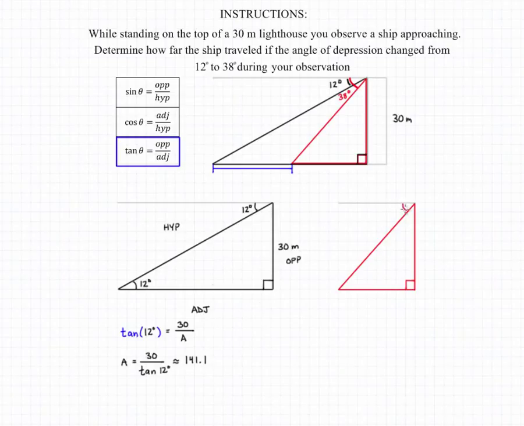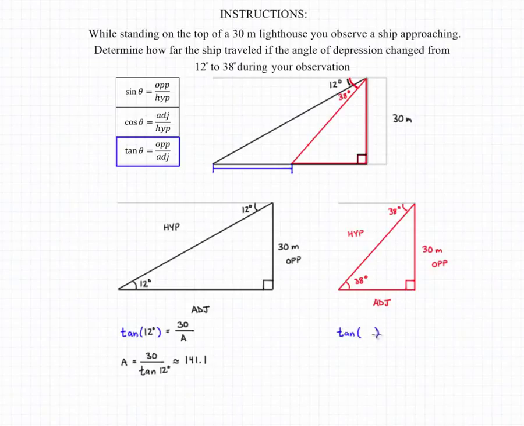We're then going to complete the same calculation for our second observation. Here we have an angle of depression of 38 degrees, which means that angle can also go inside the triangle. We have parallel lines and a transversal. We know we're still at the same height, 30 meters, and we know we can label adjacent, opposite, and hypotenuse.